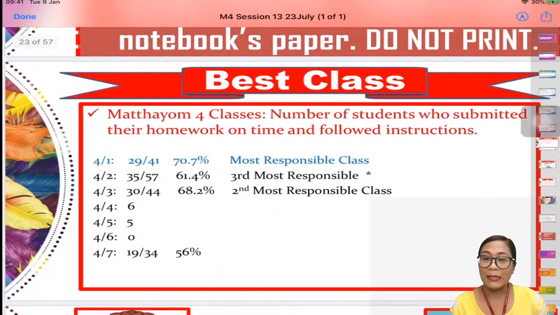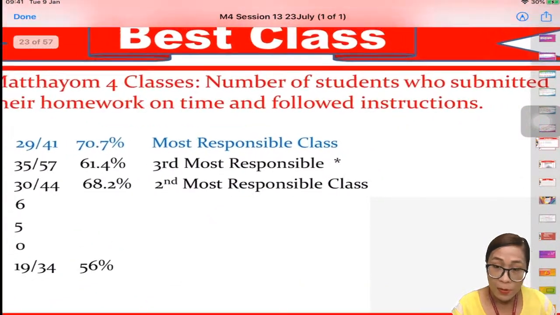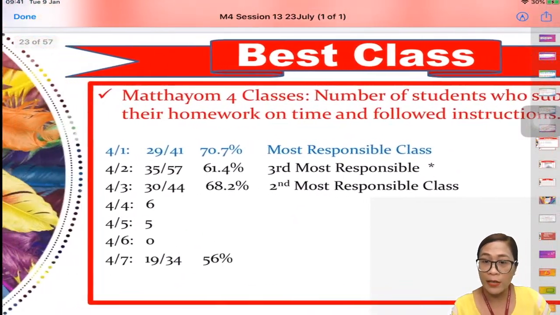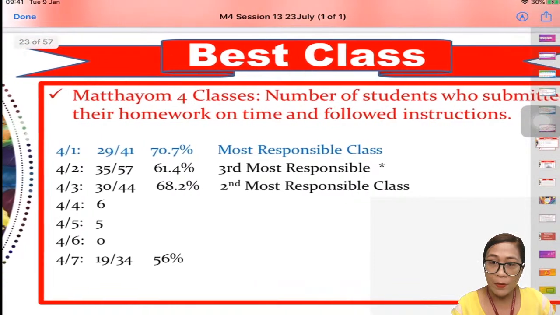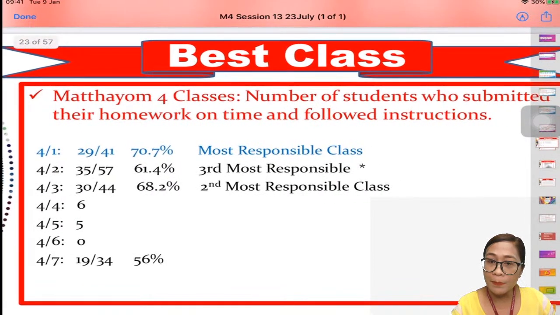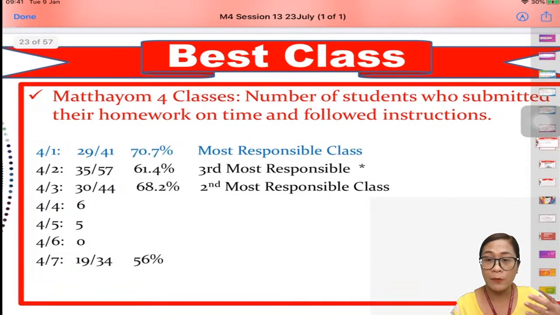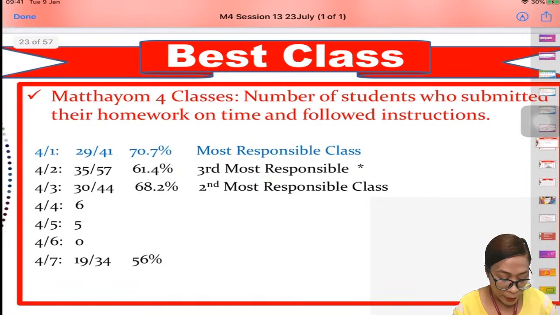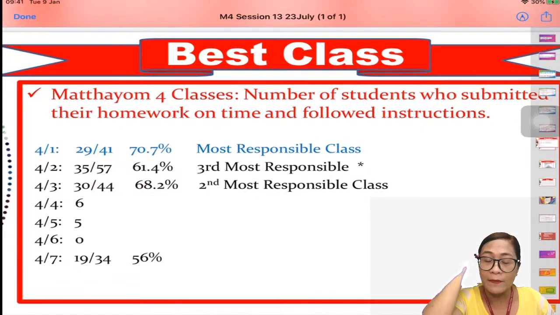Okay, so this one, I would like to comment on some classes. Okay, maybe we'll make it bigger. Math 4 classes. Number of students who submitted the work on time. Again, this number is only those who submitted the work on time, and I did not consider those who were able to pass the work late. So 4/1, 71% or 70.7% passed the work on time.